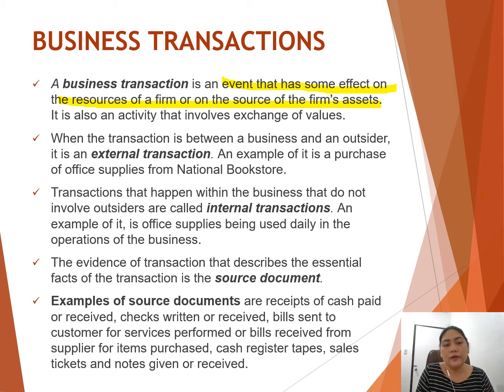So, there are two kinds of transaction. The first one is the external transaction, and then the second one is the internal transaction. So, napakadali lang niyang ma-distinguish or ma-identify. When we say external transaction, these are transactions between a business and an outsider. Anong example nito? For example, bumili yung company ng office supplies from National Bookstore. So, National Bookstore is the outsider.